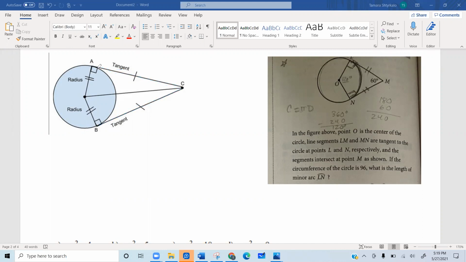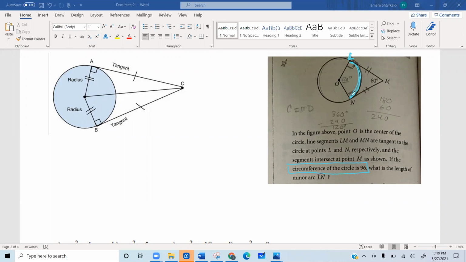So let's look at this problem. It is telling us that the circumference of the circle is 96. The circumference of the circle is 96. What is the length of the minor arc? That's your L right there. It's a little cut off. What is the length of this arc?